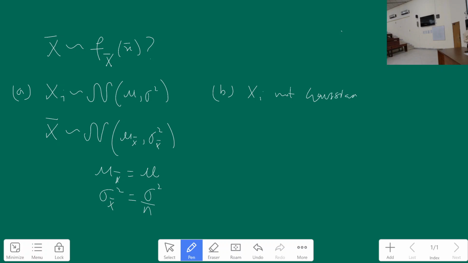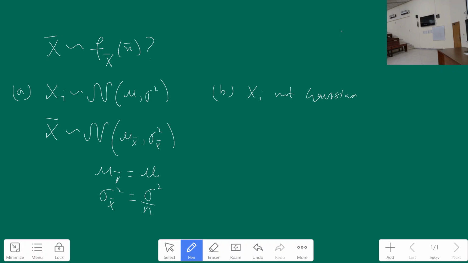Then there are several further cases, but in this case we will assume that whatever distribution they are coming from, maybe uniform distribution, exponential distribution, all we will assume is that they all have the same distribution. So all of them are Gaussian, or exponential, or uniform, whatever it is, but not normal. If it is normal, we already covered the case.